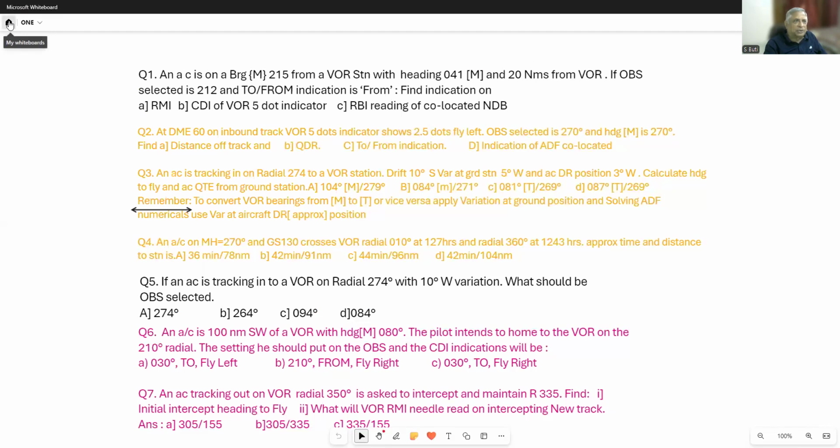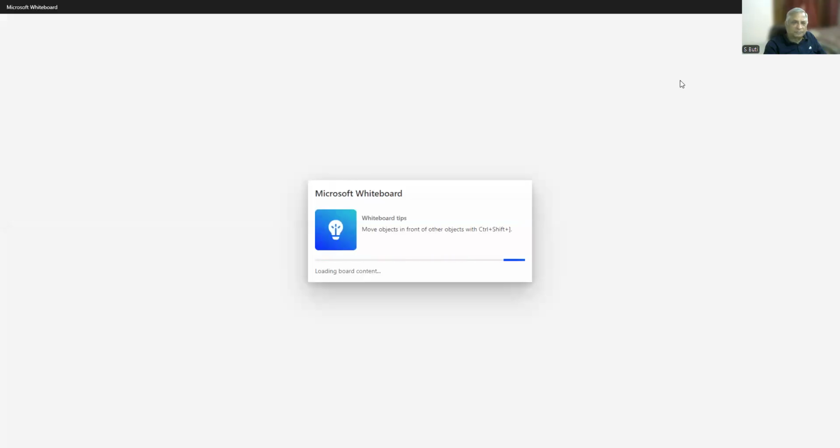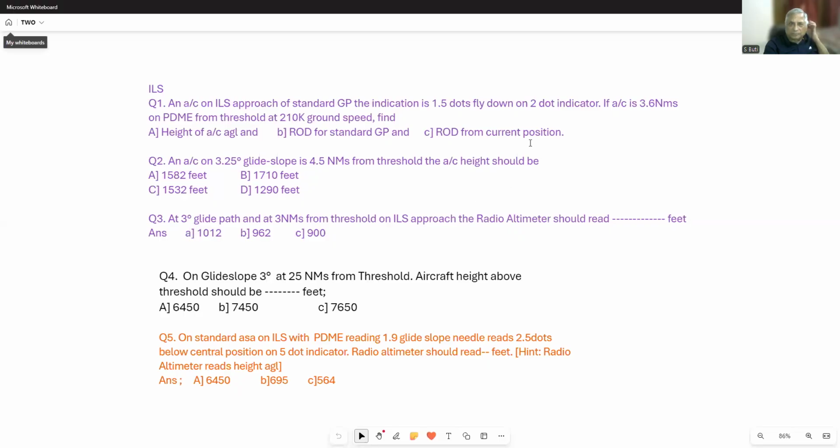Next is your numericals of ILS, Instrument Landing System. Here are the numericals.